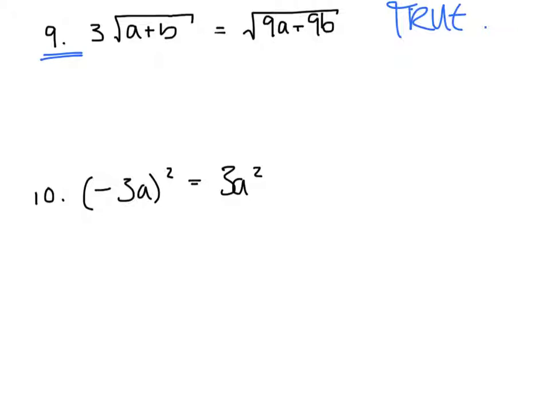In number 10, we're false. Now, very cleverly, the minus has become a plus, and we're right, minus times a minus is a plus. But we're having to square everything in the bracket. So we're writing this bracket out twice. So we've got minus 3a times minus 3a. Now we've already discussed that the minus becomes a plus, so that's great.